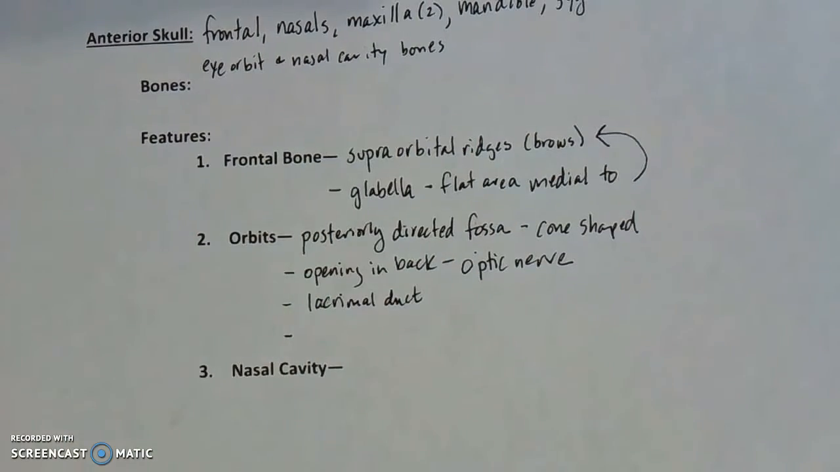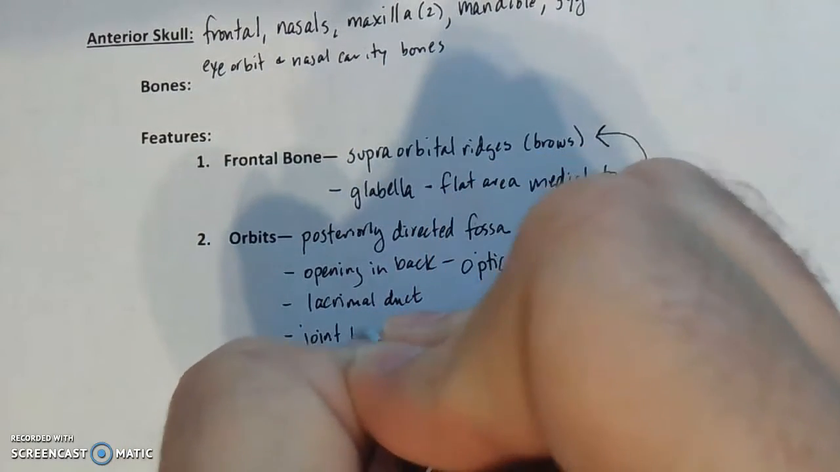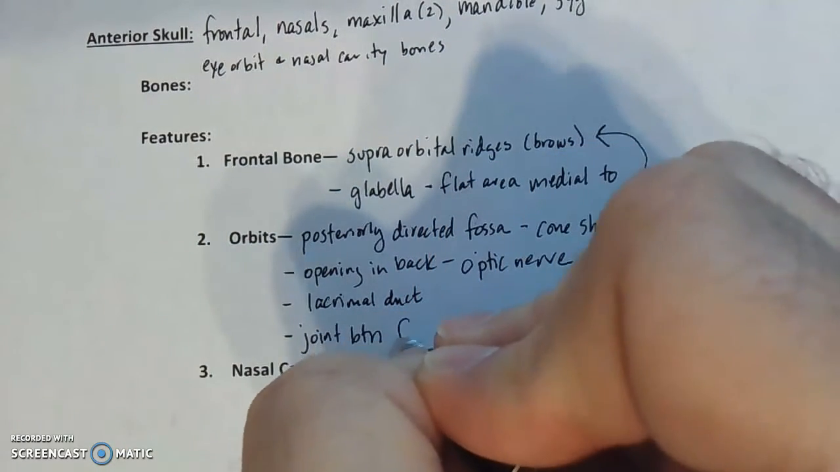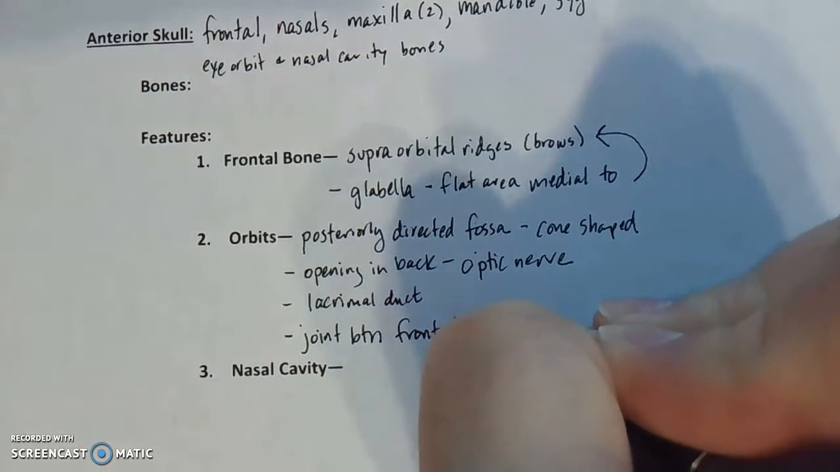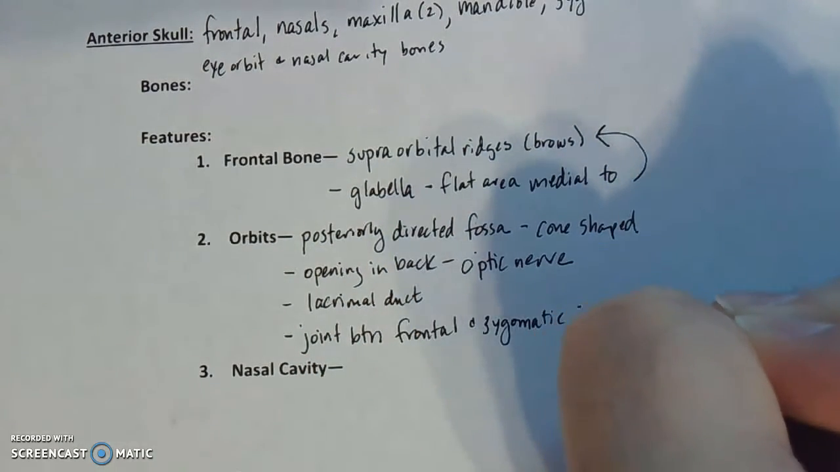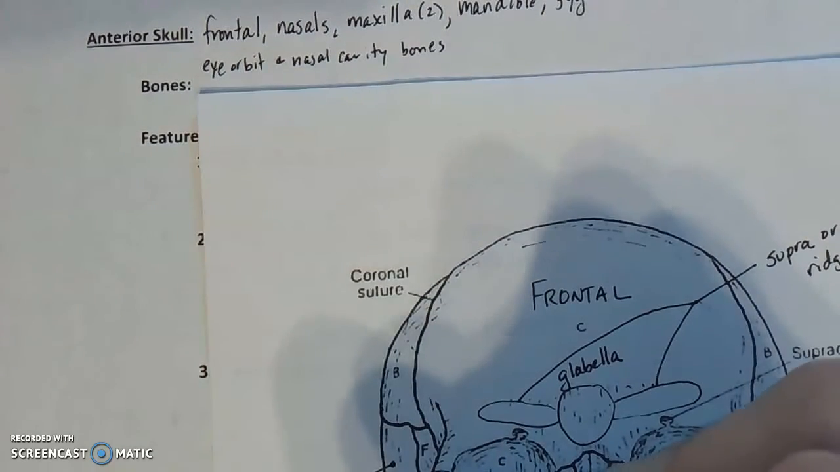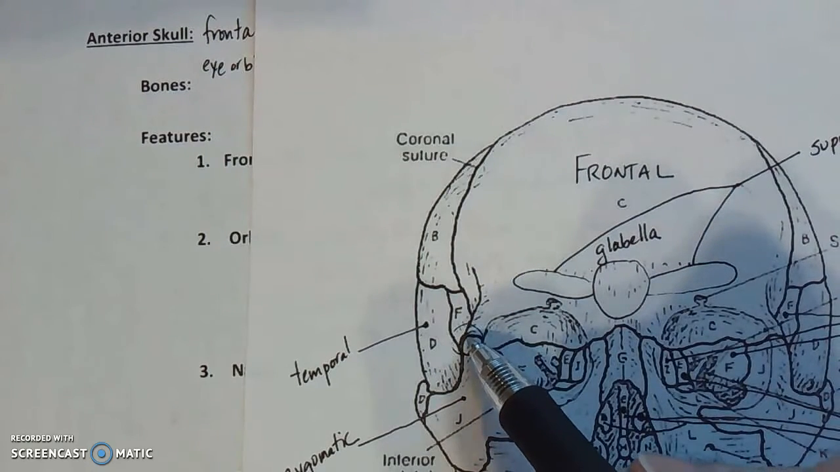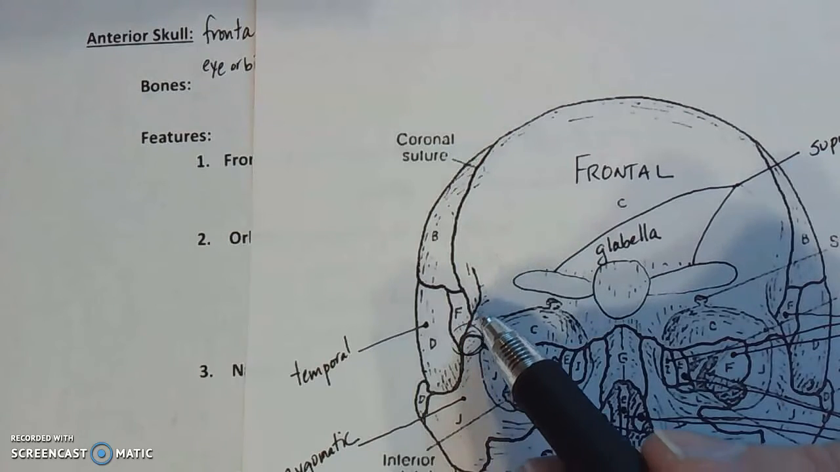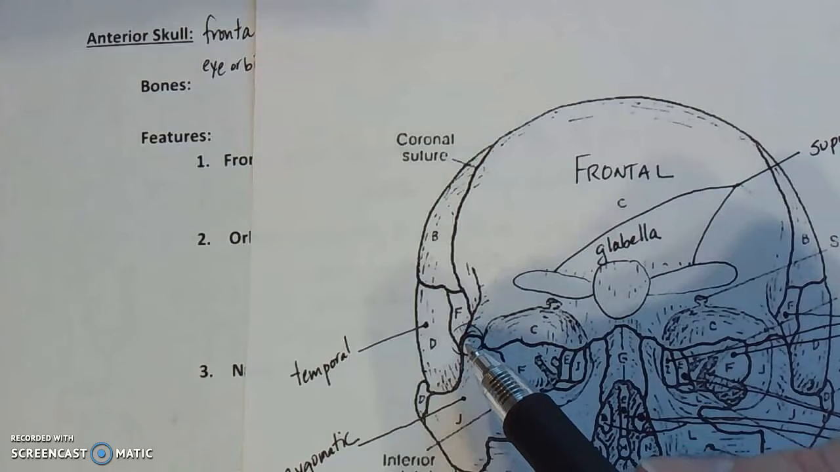And there is one particular area that is rather weak. The joint between the frontal and zygomatic is weak. So, right here, this area right here is rather a weak spot. And this is an area that is often fractured with boxers or with people that get into fights and somebody hits them on the side of the eye.